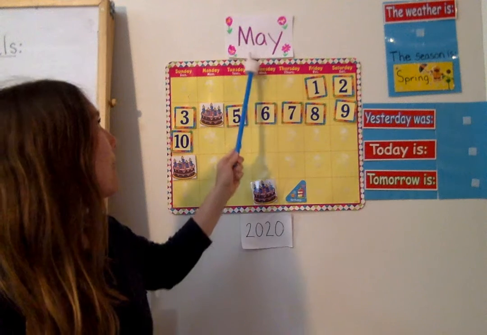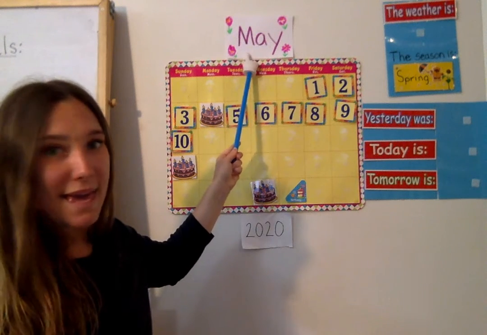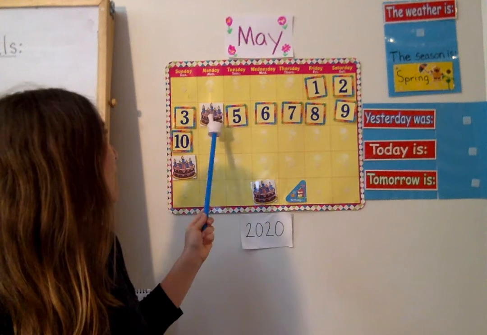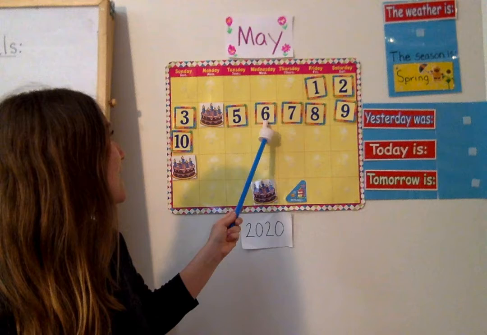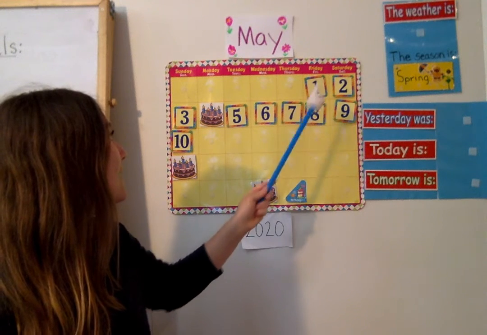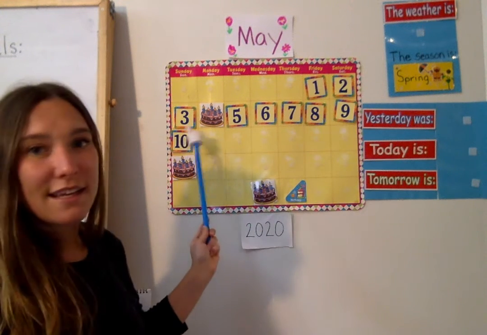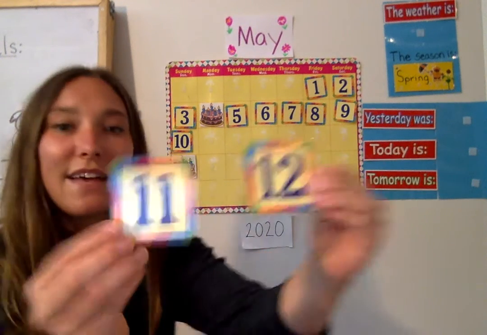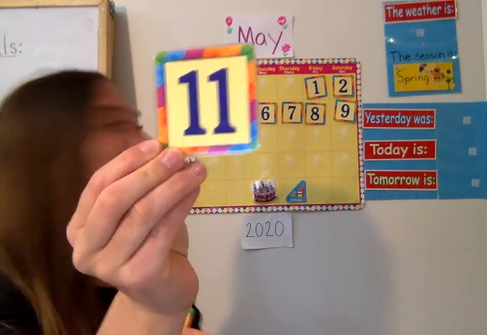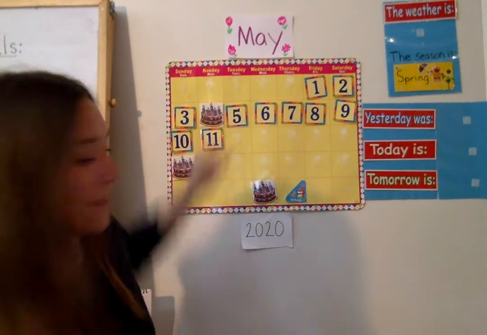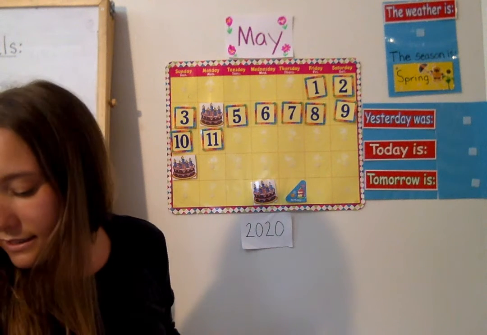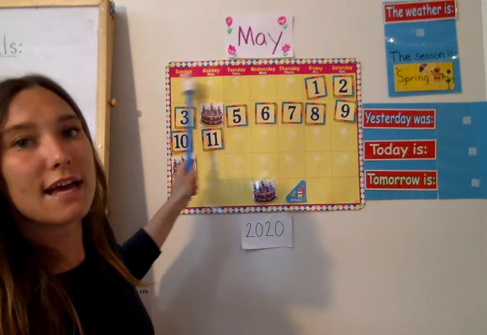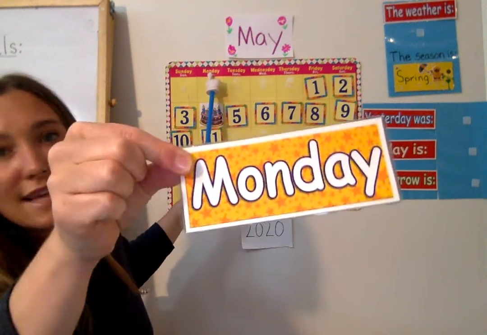Today, our month is May. 1, 2, 3, 4, 5, 6, 7, 8, 9, 10, 11. Let's find 11. Right here, 11. And today is Sunday, Monday.